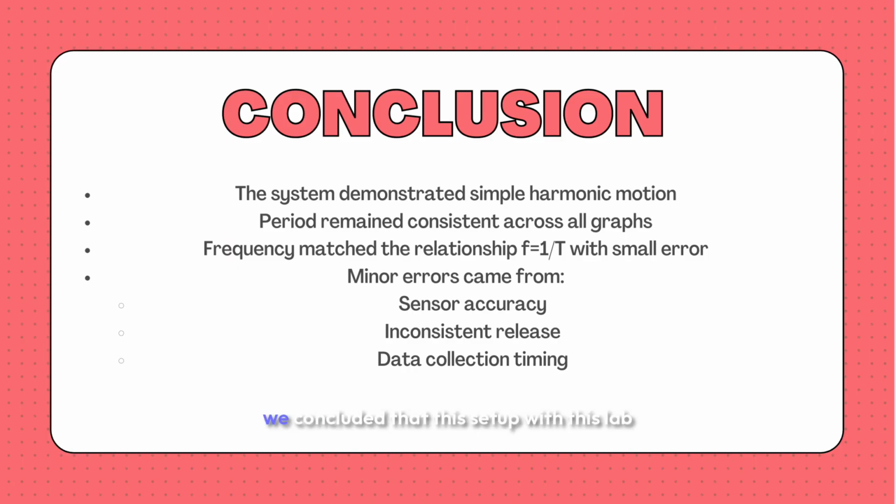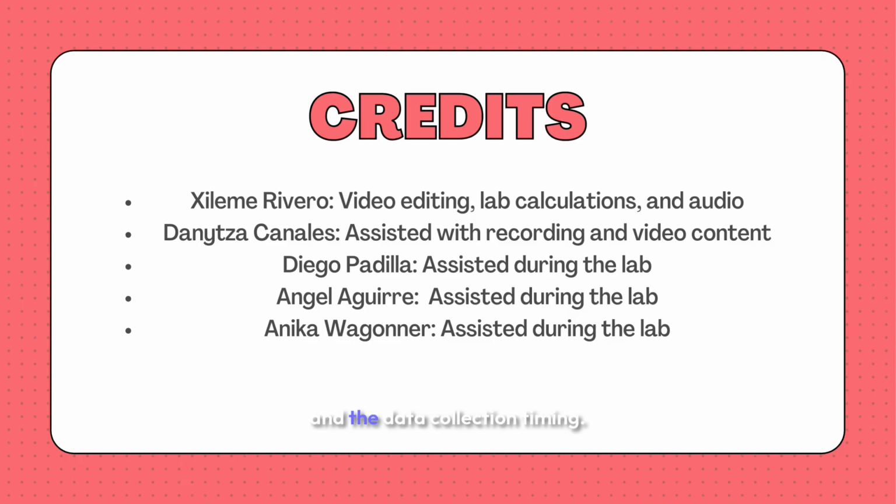Overall, throughout this lab, we concluded that the setup allowed the system to demonstrate simple harmonic motion. It also allowed the period to remain consistent across all the graphs. The frequency matched the relationship f = 1/T with a small error. Minor errors came from the sensor accuracy, inconsistency of the release, and the data collection timing.